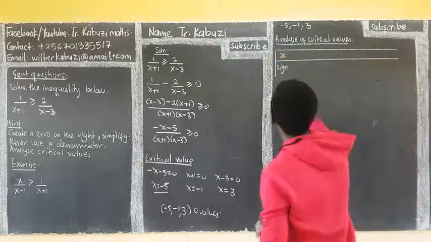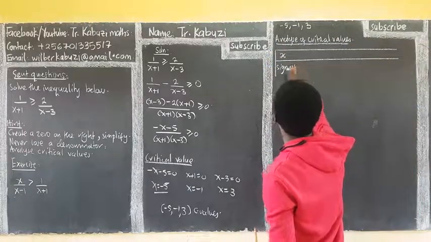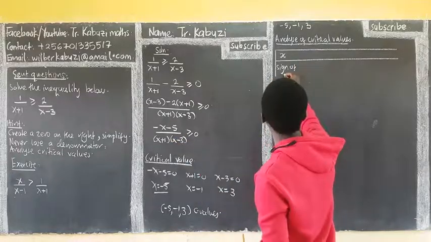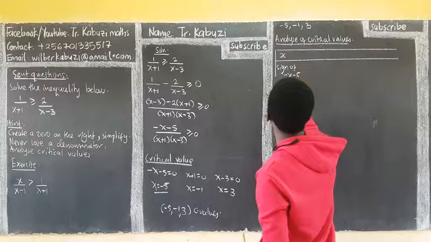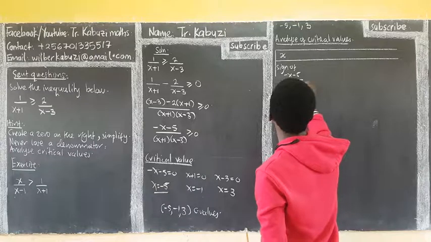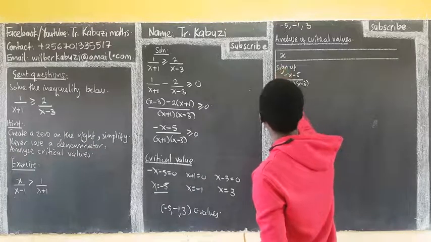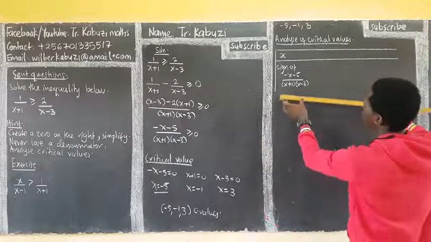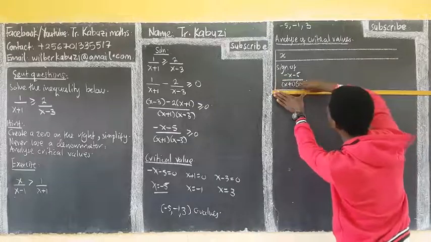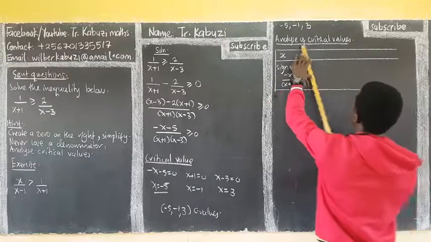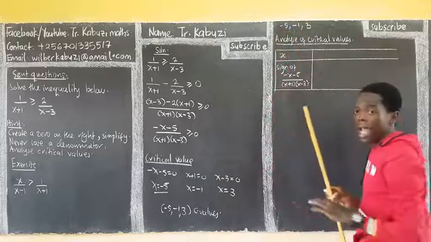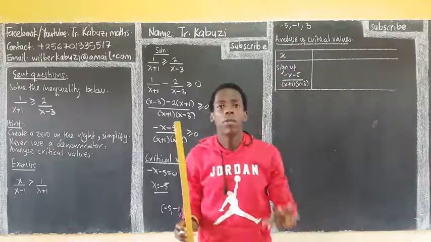Now here we are getting the sign of what we use to get our critical values, and the sign of negative x minus 5 over x plus 1, x minus 3. So we are getting the sign of that expression or that function. So the function used to get critical values is the one you always analyze the sign for. So after doing this, you see that now I have 3 critical values. So that calls for 4 columns.